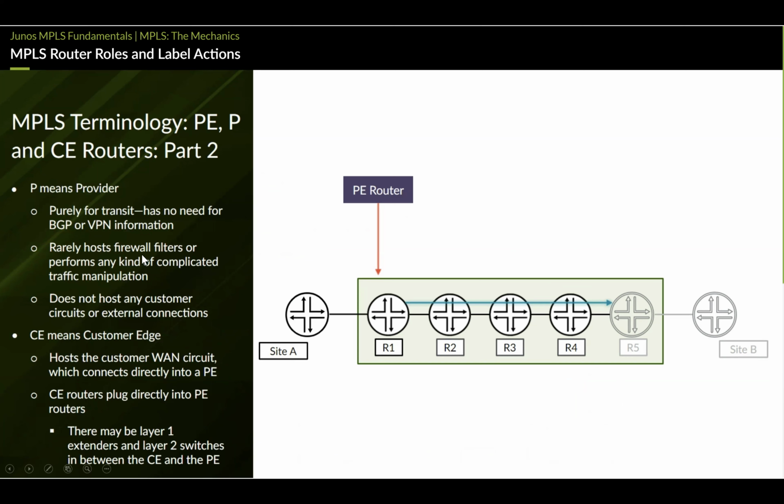And P means this is the provider router. Basically router 2, router 3 and router 4 are provider routers. And these routers forward packets based on label. Okay.